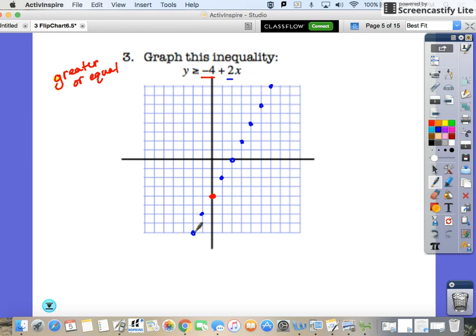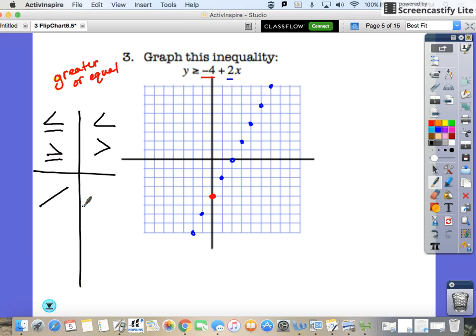Now, don't just connect it. We have to ask, do we have this or do we have this? Well, if you have this one, we're going to use a solid line. If we've got this, we're going to use a dotted line. We've got this one, so we're going to use a solid line.